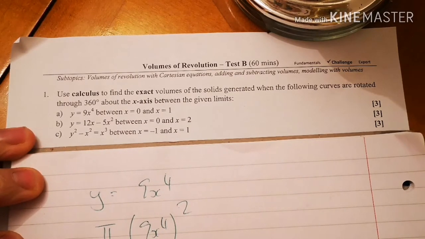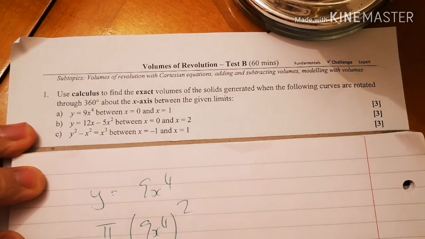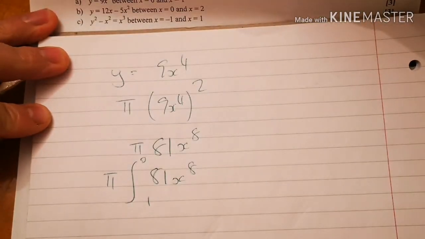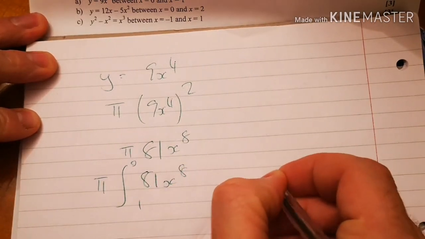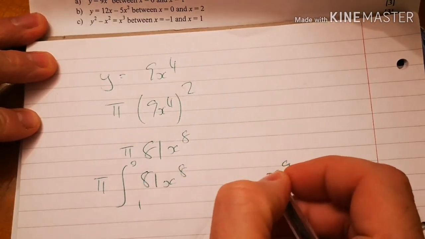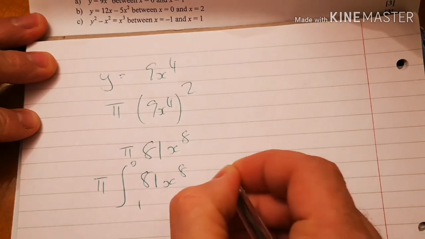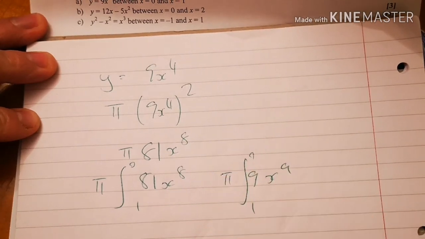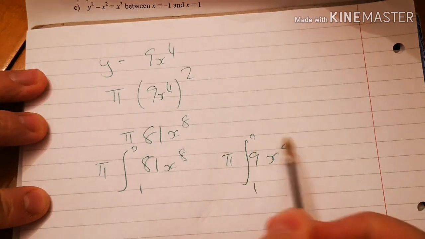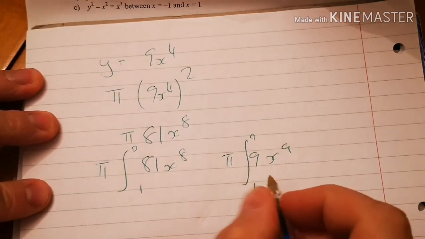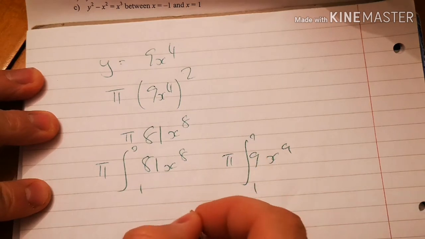I'm going to bring my pi out. So we've got 81x to the power 8 through the limits of 0 and 1. So if I do that, I add 1 and divide it. So it's going to be x to the power of 9. 81 divided by 9 is 9, times pi, to the limits of 0 and 1. Okay, and I substitute my values in. I'm not really going to bother with 0 because I know it's 0. So I'm actually just left with 9 pi.